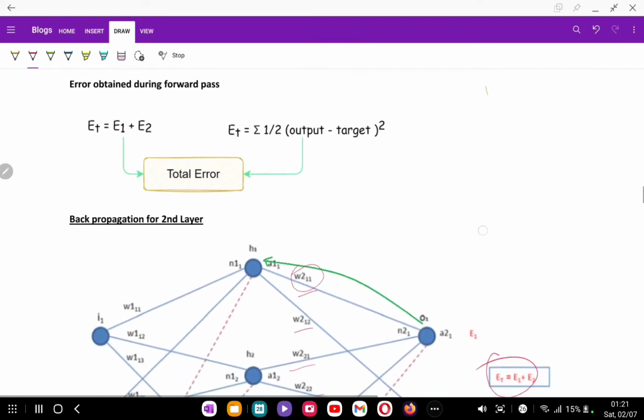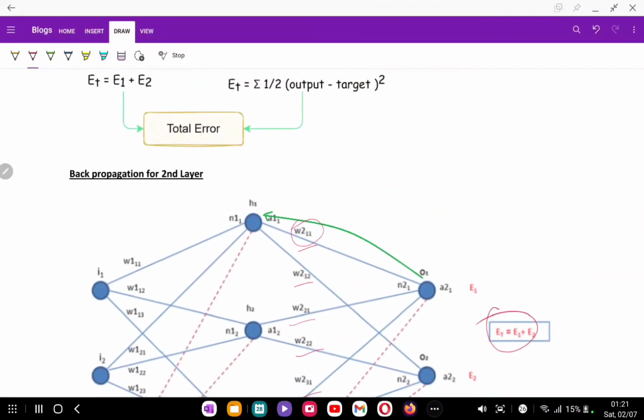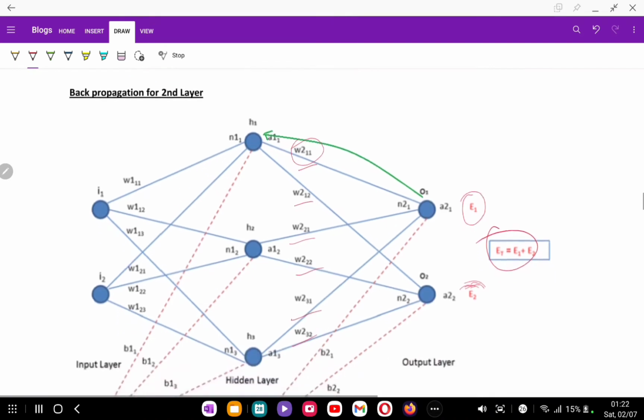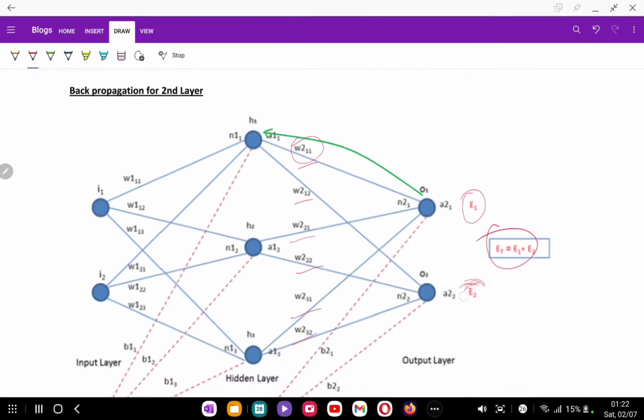So now the error, which is ET, can be comprised as a combination of E1 and E2. In simple terms, it's just the output minus target, squared, as in a neural network. But let's just keep it as E1 and E2, where E1 is the actual value, the label value, and the obtained value from the forward pass.